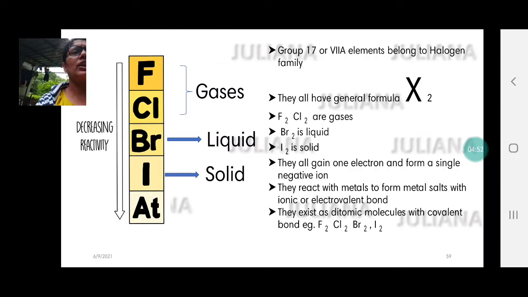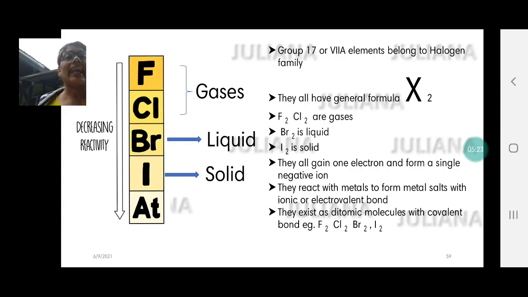They all have the general formula X2, that is F2 fluorine, Cl2, Br2, I2, astatine At2, etc. Fluorine and chlorine are gases, while bromine is a liquid. Iodine, however, is a solid. You'll see it in the laboratory as well: bromine is a liquid, iodine is crystals. So you find iodine as a solid.